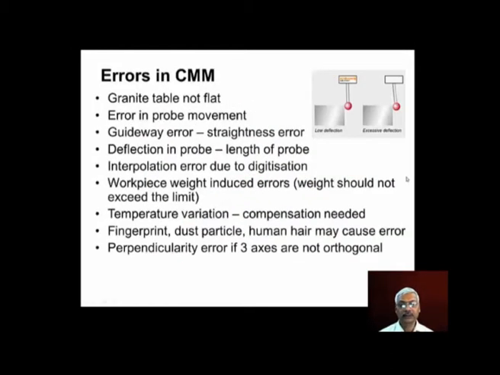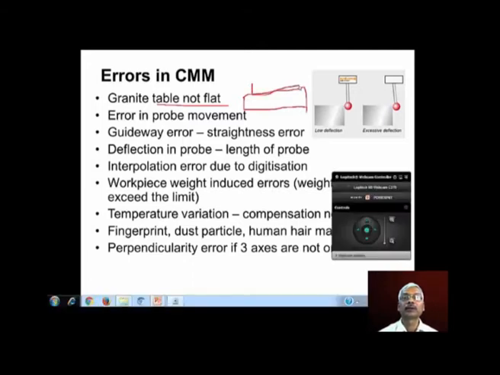Now let us study what are the errors possible in a coordinate measuring machine. The granite table or cast iron table should be very much flat. If the table is not flat and there is some error in the granite table surface, then when we keep the workpiece, it will be resting like this.